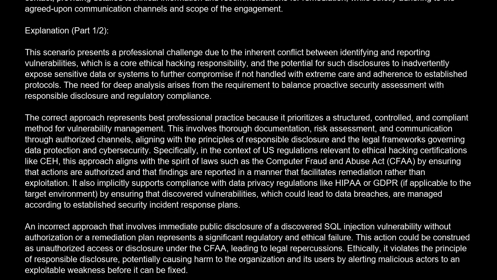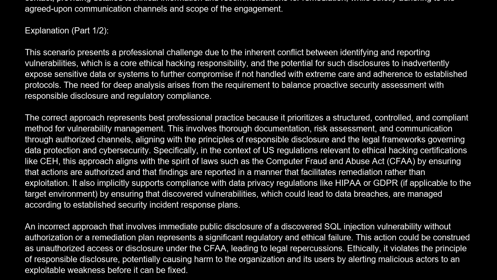Correct answer is D. Immediately report the SQL injection and directory traversal vulnerabilities to the organization's designated security contact, providing detailed technical information and recommendations for remediation, while strictly adhering to the agreed-upon communication channels and scope of the engagement.